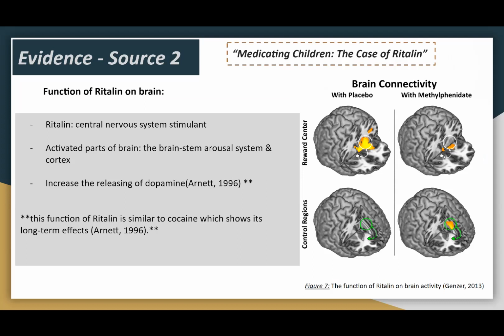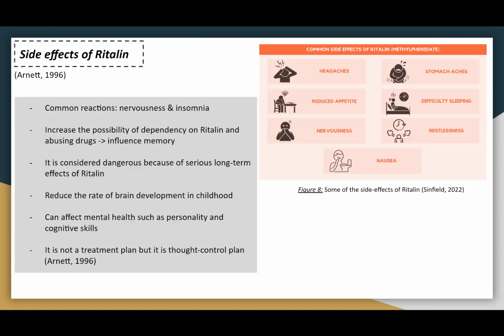The next source is giving information about the function of Ritalin on brain activity and its side effects. Ritalin influences the central nervous system and affects two parts of the brain, the brainstem arousal system and cortex. Activating these parts of the brain can increase the release of dopamine, which shows the same characteristics as cocaine. So, knowing that, we can find that Ritalin might have some long-term side effects, such as nervousness and insomnia. And there is a possibility of dependency on this medicine and drug abuse by children. Also, it can affect the rate of brain development in childhood. Moreover, it can influence mental health, including personality and cognitive skills.